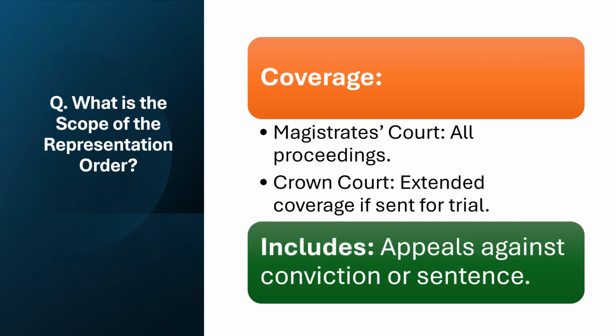So what is the scope of the representation order? Well, it covers the Magistrates Court, all proceedings. Crown Court extends coverage if sent to trial, and it also includes appeals against conviction and sentence, but it's pretty much limited to the barrister.